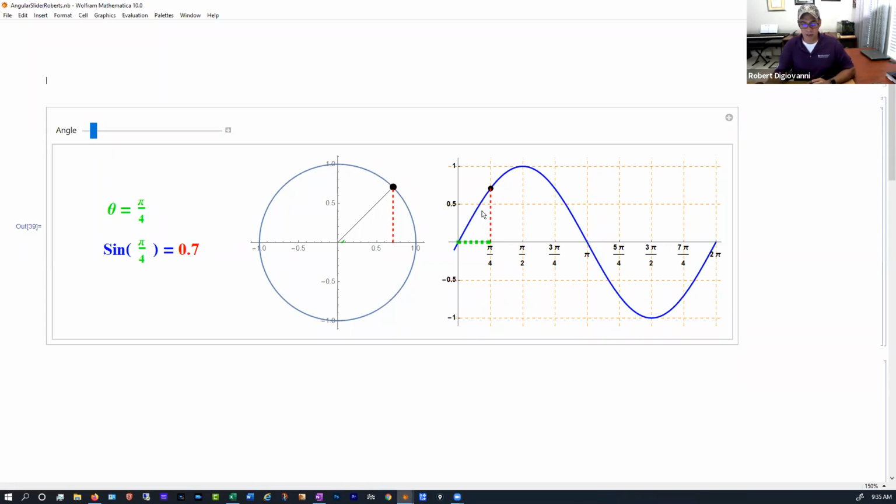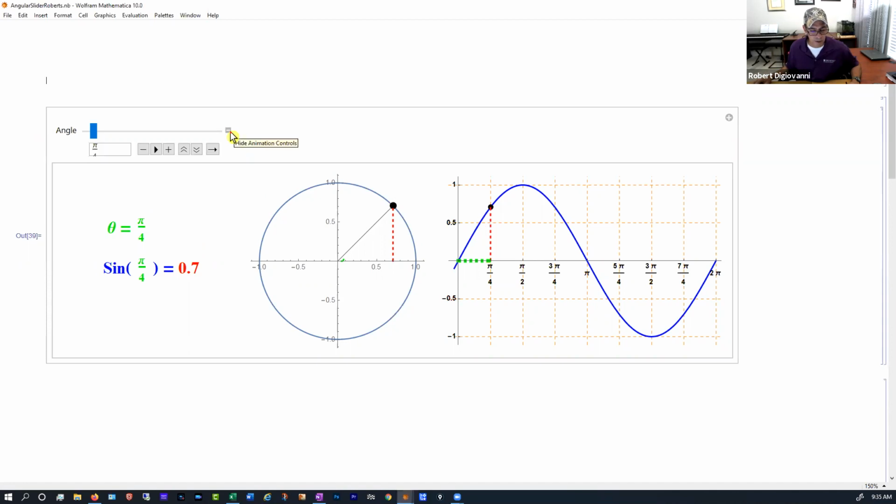Do you all see that this point right here is basically this height, because sine is the y coordinate, right? Sine is the y coordinate. So what I want you to focus your attention on here is I'm going to animate this. I'm going to just press play here, and let me slow it down.